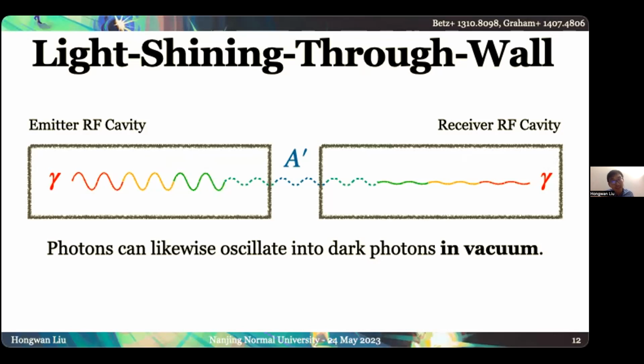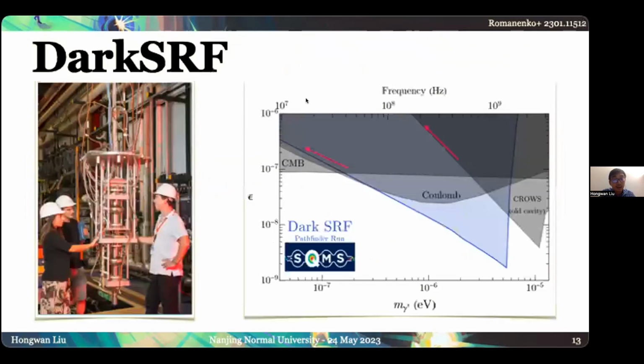And then have it oscillate back into regular photons in a cavity beyond the wall that we call the receiver cavity. And so what you do is, you prepare another cavity on the other side of the wall, which is really quiet, and you try to look for signals of photons jumping across the wall by oscillating into dark photons. Now, these kinds of experiments are called light shining through wall experiments, and there's actually one going on right now at Fermilab called Dark SRF, which exactly implements this setup that I just showed you earlier.